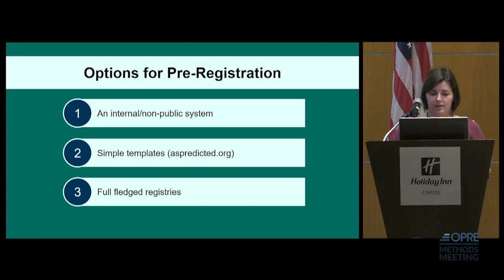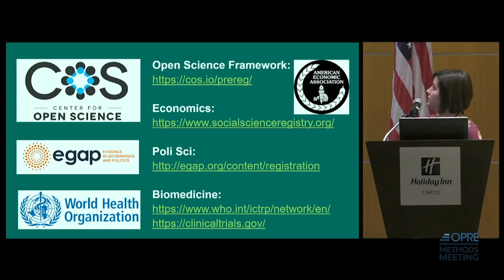There are also full-fledged registries, and I have a few examples of these listed here. So the Center for Open Science has the Open Science Framework, which is a very robust and flexible system for pre-registration. There's also, within economics, the American Economic Association, which has its own registry. Likewise, in political science, there's an EGAP registry and a variety of registries within biomedicine, including clinicaltrials.gov and the World Health Organization's repository. So you might choose a full-fledged registry based on the topic or the domain of interest.